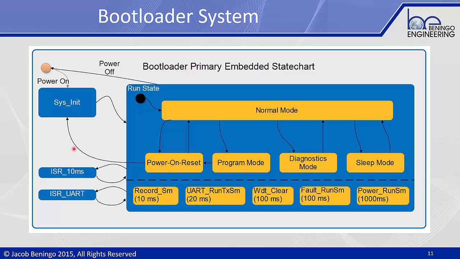Power on reset will force us back into the system init. If we set some byte to force us into the application code, then when we initialize, we'll end up back in our normal mode. If we were in normal mode and we want to switch to the program mode, maybe we set some byte in memory, move to the power on reset, move through system initialization again, and then we end up in our program mode when we enter into our primary run state.